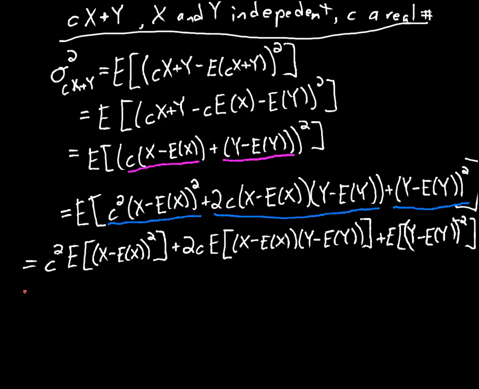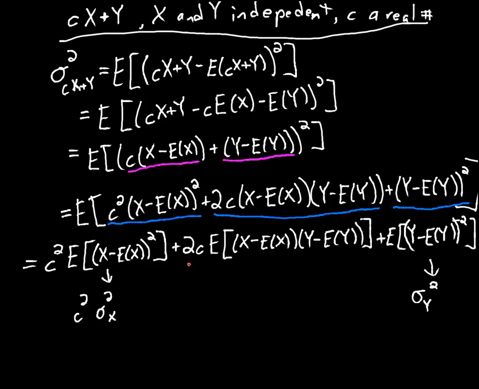Okay, so what do we have? Well, this part is c squared times the variance of x. I'll call that sigma squared sub x. This part is the variance of y. Right? That's what it means to be the variance of y. It's the expectation of the variable minus the expectation of the variable, squared. The expectation of y minus its mean, squared.